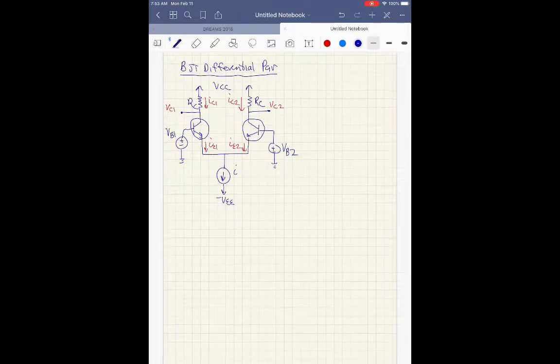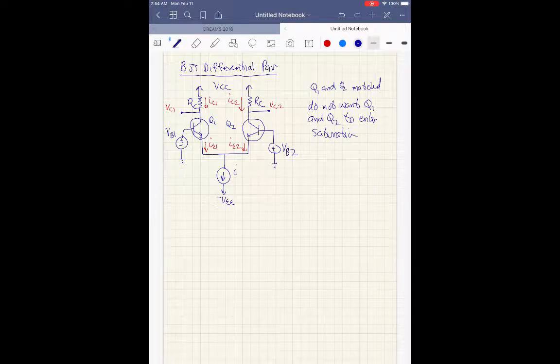All right, I've got a BJT differential pair drawn here, and there's a few things here. We got to label Q1, Q2. These are matched, so we could say Q1 and Q2 matched. And we don't want them to enter saturation. Let's say we do not want Q1 and Q2 to enter saturation.